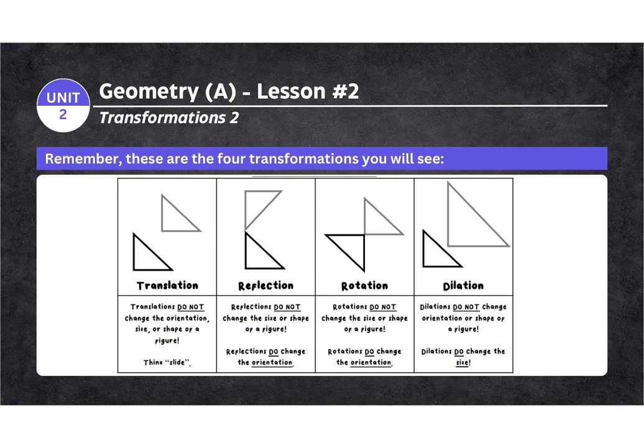Translations do not change the shape. They do not change size. They do not turn, flip, anything like that. They simply slide, right, from one spot to the other. Reflections do not change shape, do not change size. They reflect or flip over a line of reflection. Rotations, same thing, do not change shape or size, but they do rotate around a point of rotation.